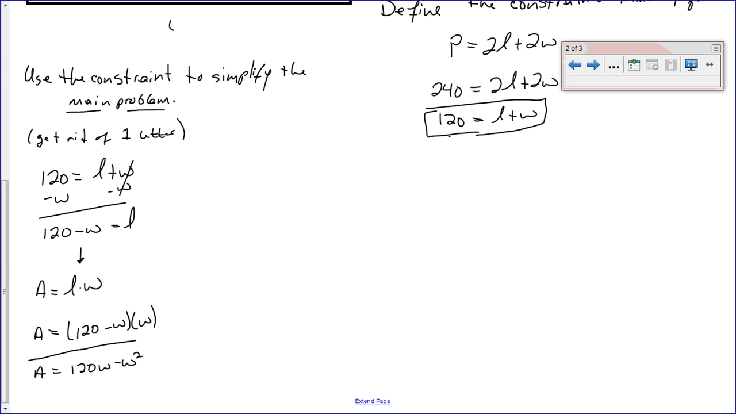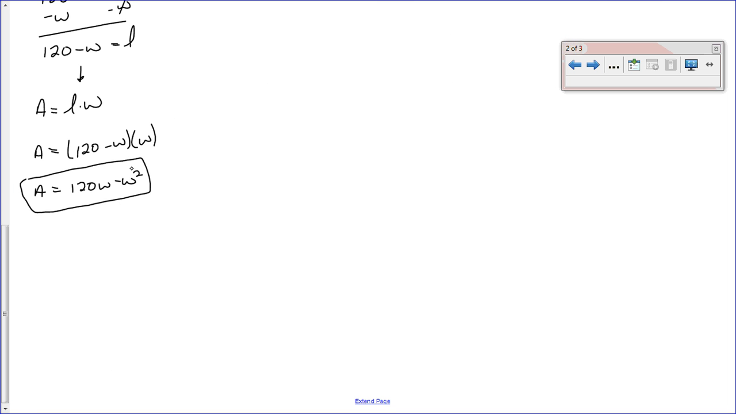So now we have simplified our main problem. We want the maximum area, and this is going to help us get it. Area now is 120W minus W squared. Now what we want to do is, I know there's a lot of steps in this, you just have to remember them all: find maxes and mins.